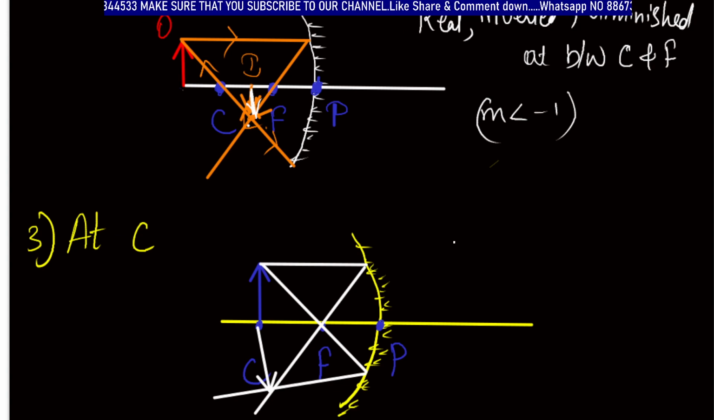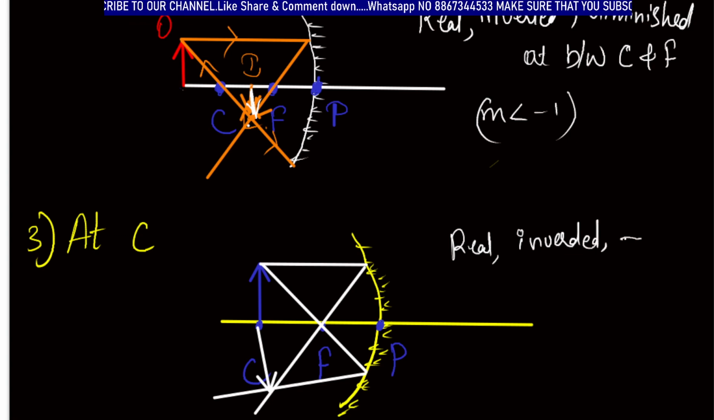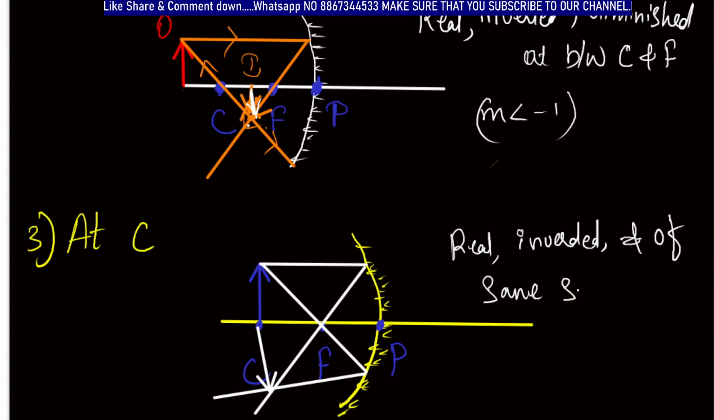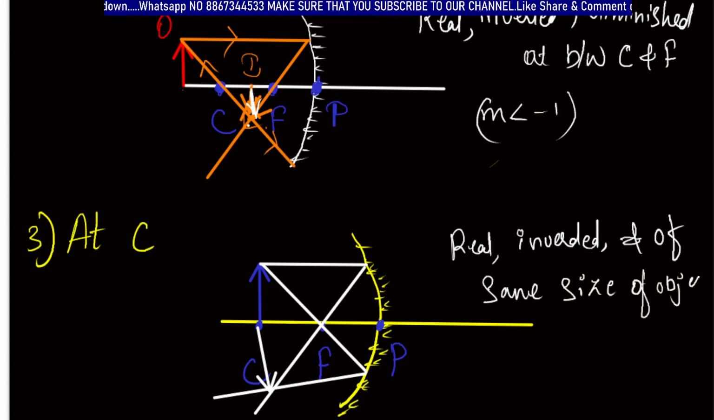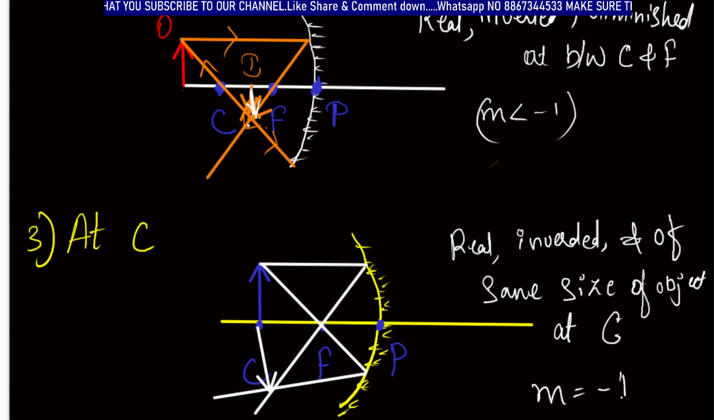So what we see in this case is, the image formed is real, inverted and of the same size as the object. It is formed at the center of curvature. Here the magnification is nothing but -1.